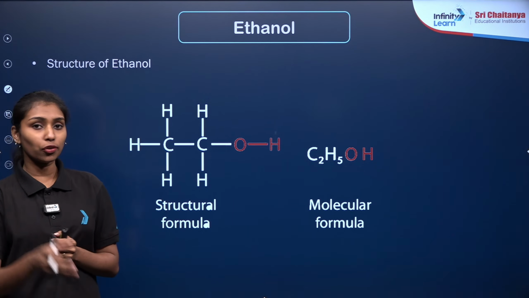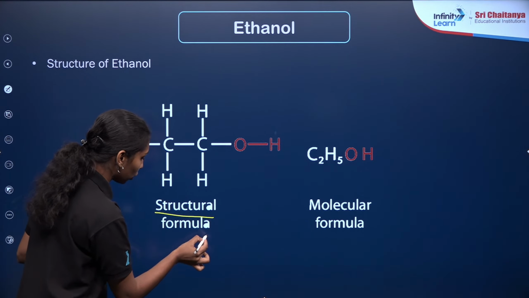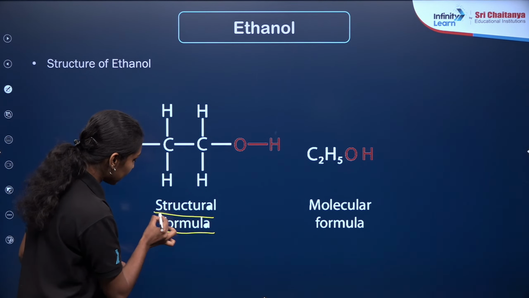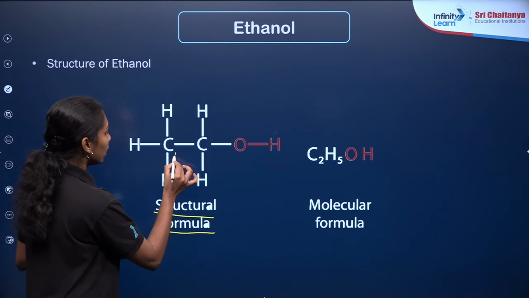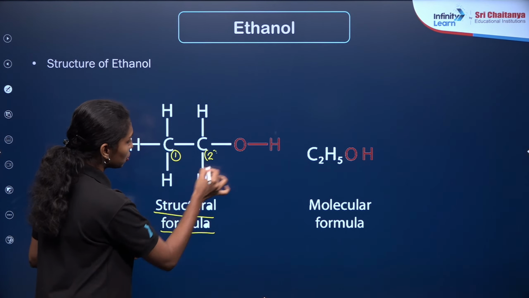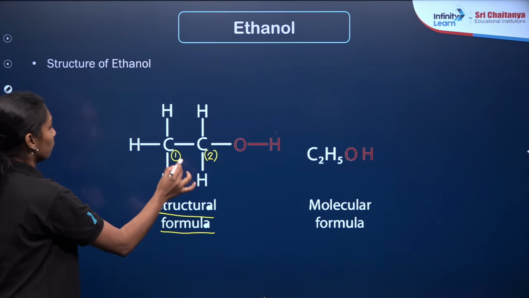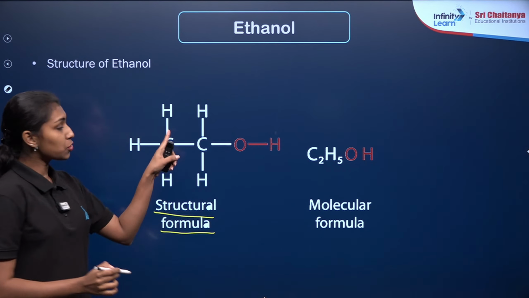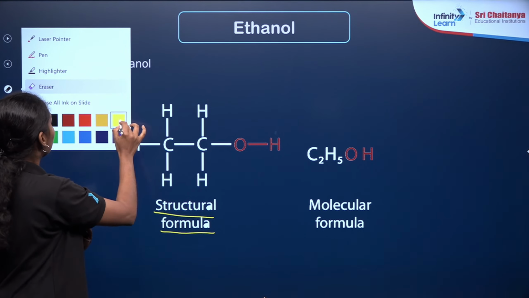Now, what is the structure of ethanol? So this is the structural formula of ethanol which we have discussed in detail in the case of IUPAC nomenclature, right? So what you're observing here, 1 and 2 carbon, a 1 and 2 carbon compound. Then how do we need to do the naming here? It is a 2 carbon compound, right? So the word root will be eth.